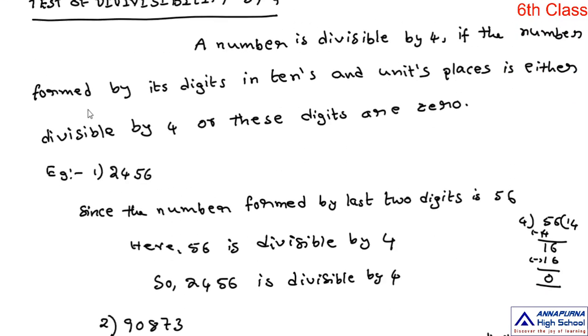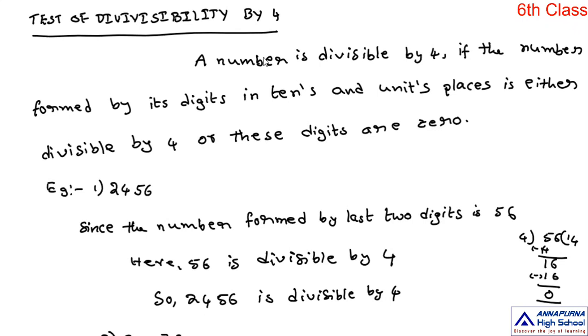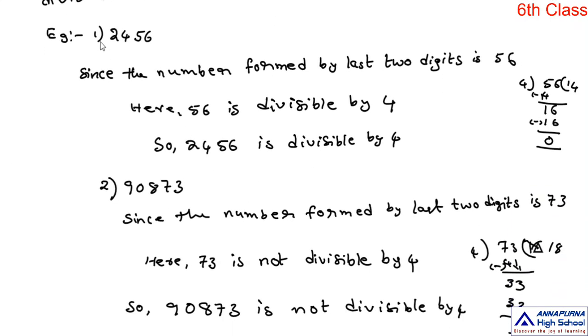Next one, divisibility by 4. If a number is divisible by 4, first the number formed by the last two digits, that is the tens and units places, is either divisible by 4 or these digits are 0. First case, the number formed by the last two digits is 56. Here 56 is divisible by 4, so the given number is divisible by 4.